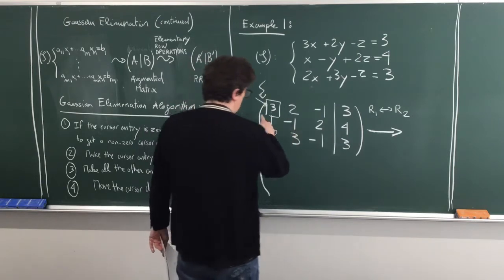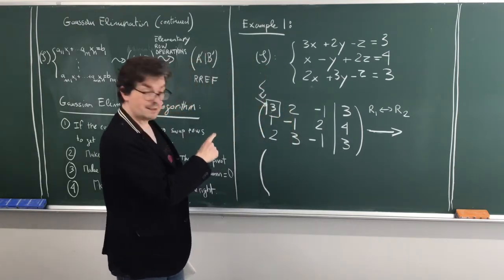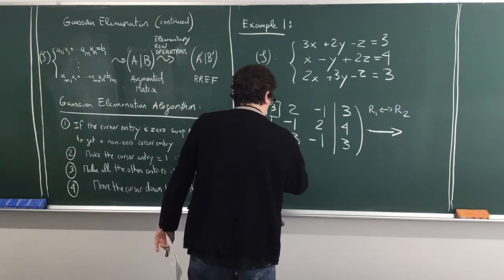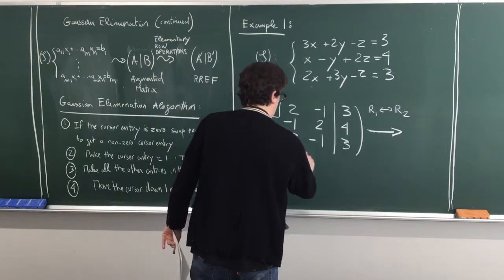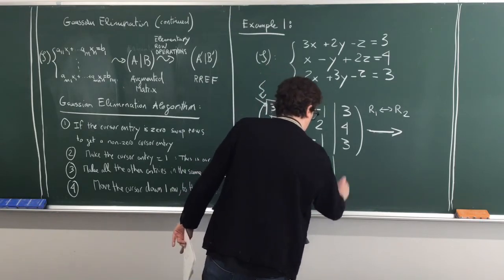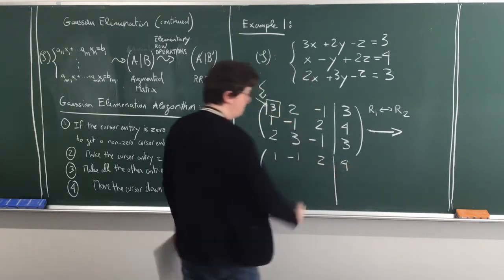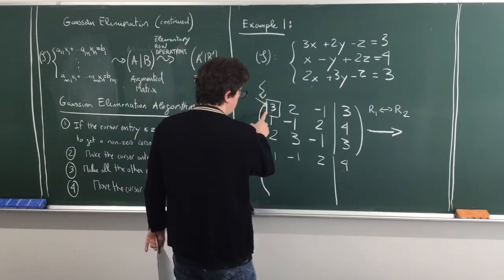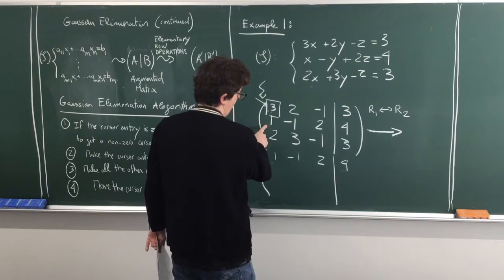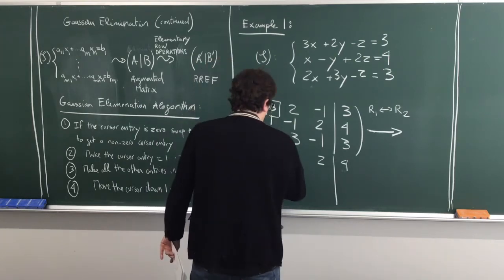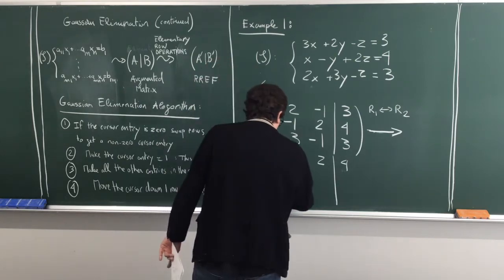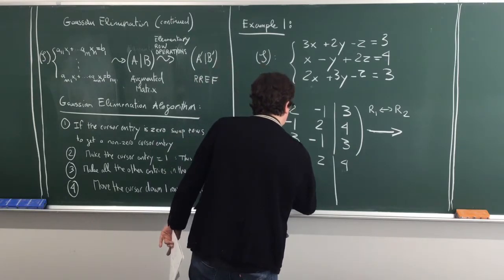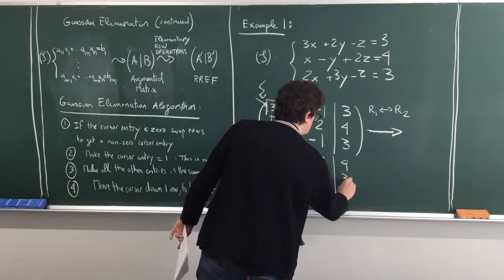The result is that row 1 becomes row 2 and row 2 becomes row 1. So, okay, 1, minus 1, 2, 4. Don't forget to change the right hand side also. Okay, so my row 1 became row 2, sorry. Now I write the row 2 which became the row 1, so 3, 2, minus 1, and 3.